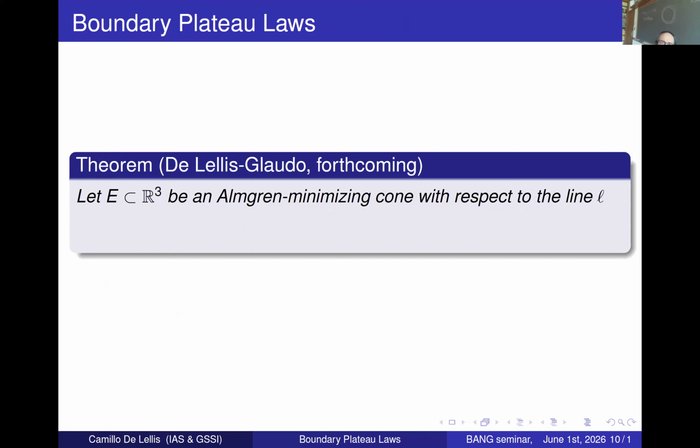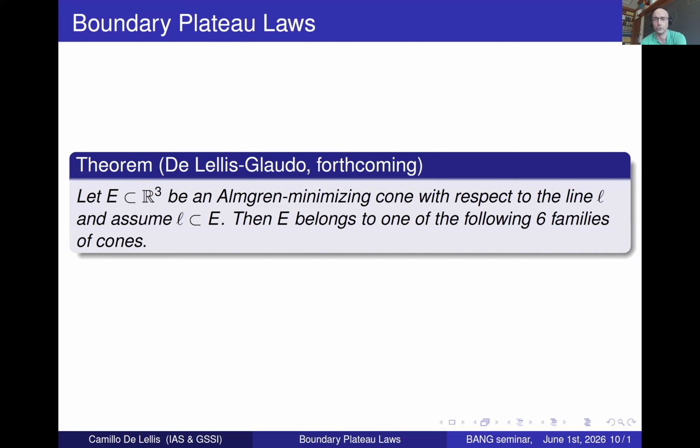Okay, so these are then what I would call the boundary plateau laws, which I'm proposing with this talk, and which will appear in a paper which is maybe a month away of proofreading to be on the web. So if you have in R3 an angle minimizing cone with respect to this line L, then if the line L is inside E, then E belongs to a specific list of 6 families of cones, which I'm actually going to tell you next. Now, note that this is not an if and only if.